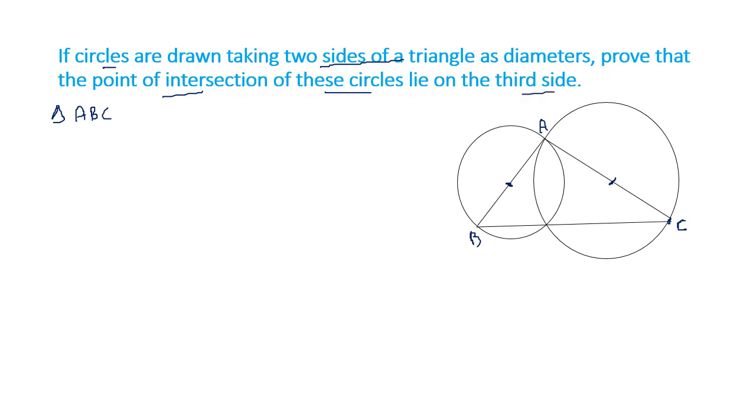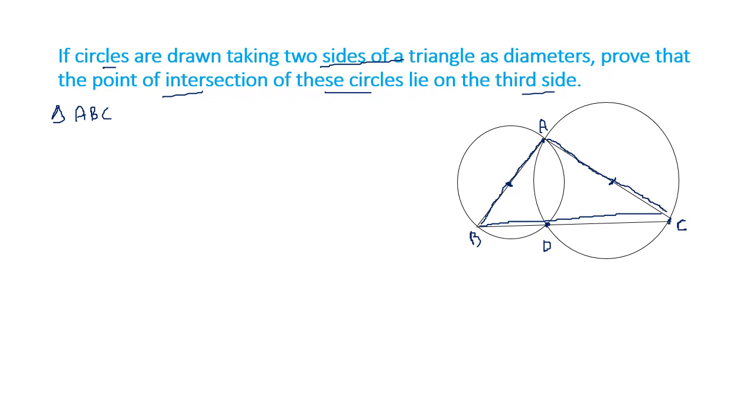So what is the point of intersection? Let me call this D is the point of intersection. So this circle with AB as diameter and this circle with AC as diameter, they both intersected at A, but they also intersected at D. And I have to show that D lies on BC. So how will I prove that? Can you think of something?